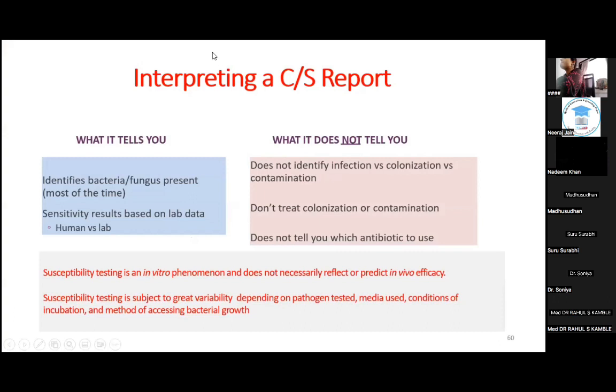So culture and sensitivity reports only tell us about the identification of the bacteria or fungi and the sensitivity result. It doesn't tell us about infection, colonization, contamination. That needs to be interpreted. Understand that susceptibility testing is an in vitro phenomenon. There could be issues because of the in vivo efficacy. Susceptibility testing also depends upon variabilities such as the media used in the laboratory, and the conditions followed in the laboratory, like incubation and other such things.